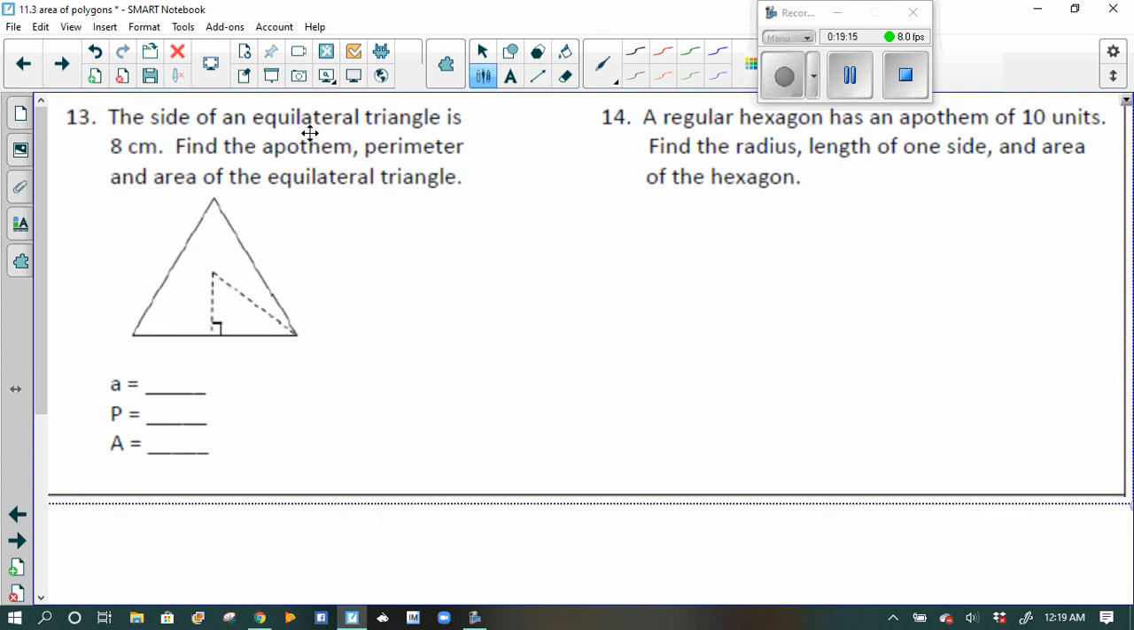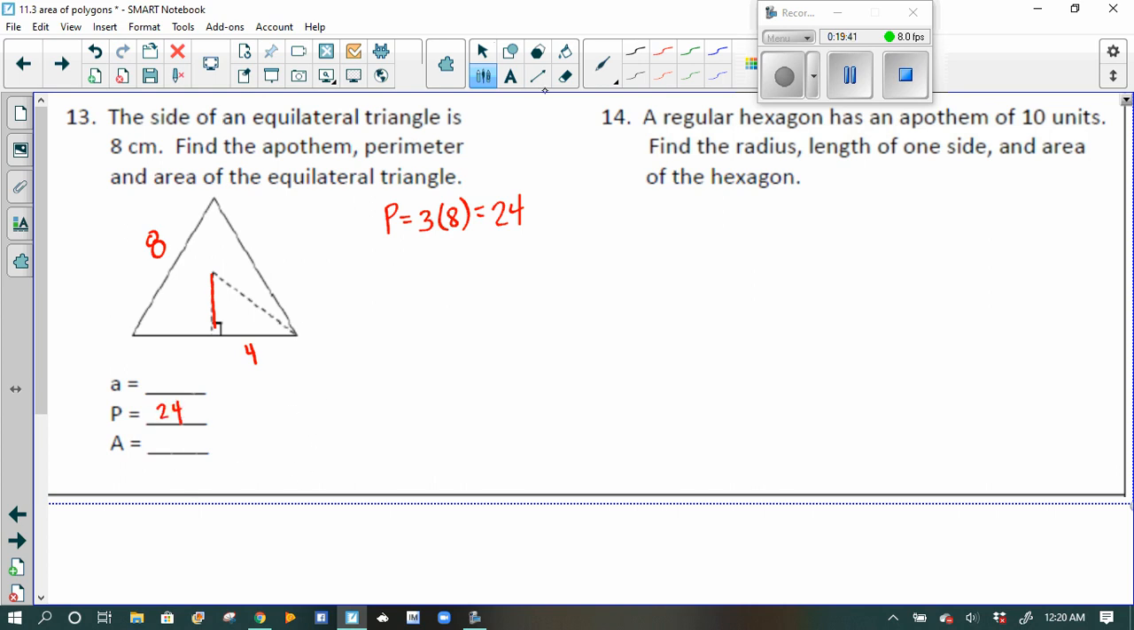So now we're going to look at an equilateral triangle. This works every single time. Okay, it says the side of an equilateral triangle is 8. So if the side is 8, then that means this piece is 4, because the apothem will always cut it in half. First thing I'm going to do, the perimeter, 3 sides at 8 each. So the perimeter is 24. So I'm going to go down here and I'm going to put the perimeter as 24.